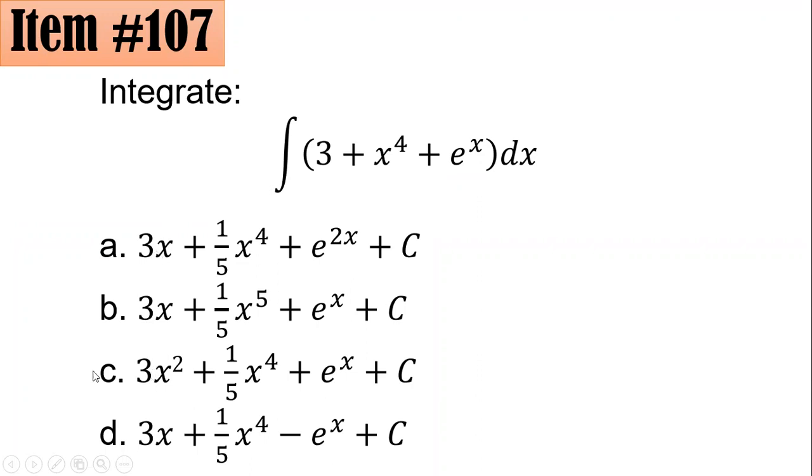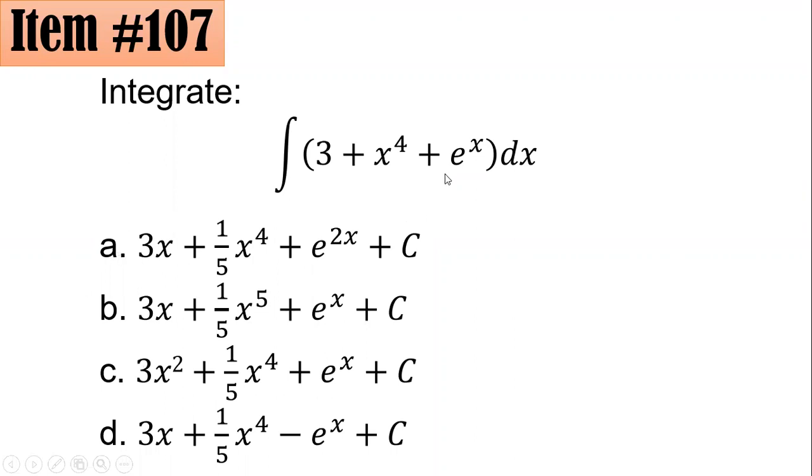Ito may 3x squared eh. So I'm sure yung C mali ito. Ano po yung integration ng x to the 4th? Utilizing the power rule. You will add 1 to the exponent of x. Tapos kung ano yung exponent ni x, yun din yung magiging denominator, di ba? So it will be x to the 5th over 5. Tama. So siya lang naman na may x to the 5th eh. So yung sure tayo na yung iba wrong.